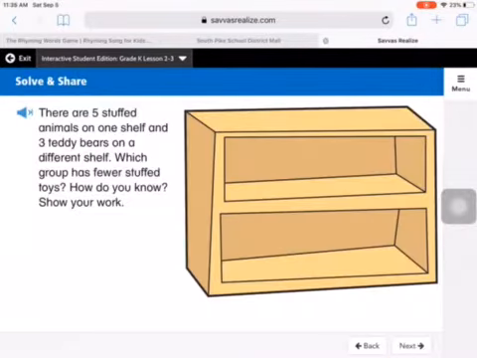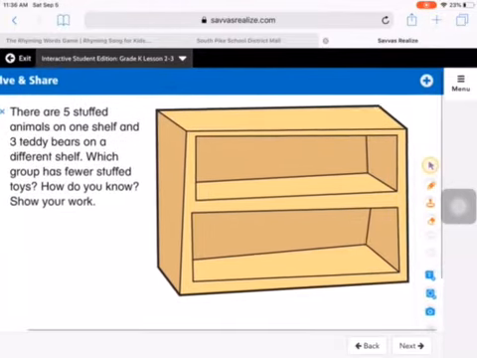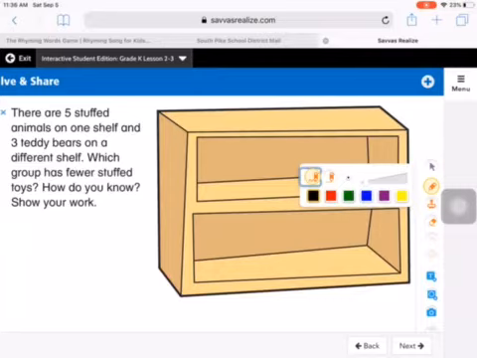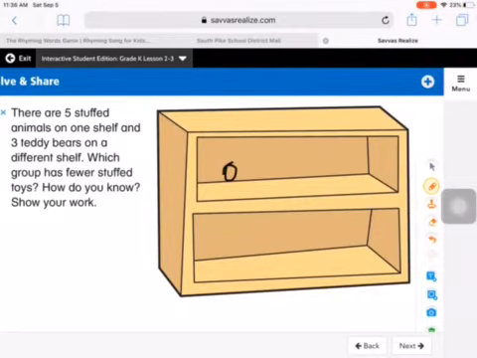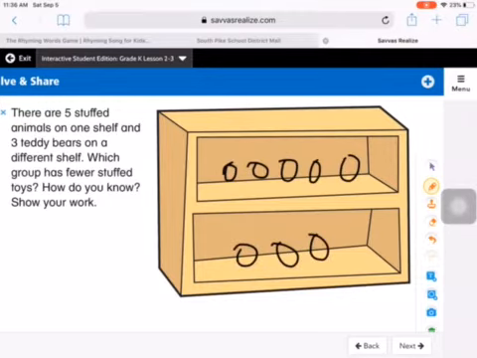All right. There are 5 stuffed animals on one shelf and 3 teddy bears on a different shelf. Which group has fewer stuffed toys? How do you know? Show your work.